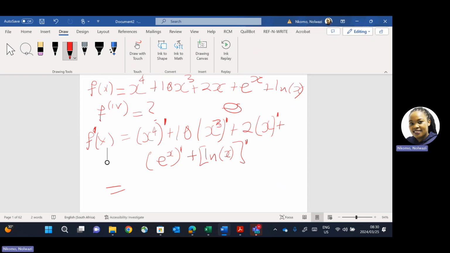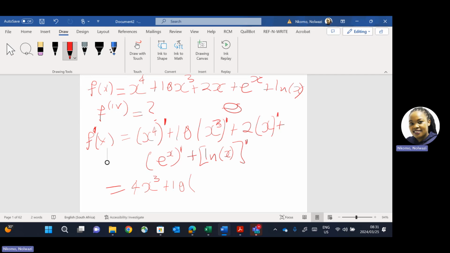Okay. First, we need to find the derivative of x to the power 4. Right. We have x to the power 4. You go back to the rules and check which rule you can apply here on x to the power 4. Remember, we did the power rule. And this x to the power 4 is in the form of that function that we differentiated using the power rule, meaning we have to apply the power rule here. If you apply the power rule here, you will have 4x cubed, right?